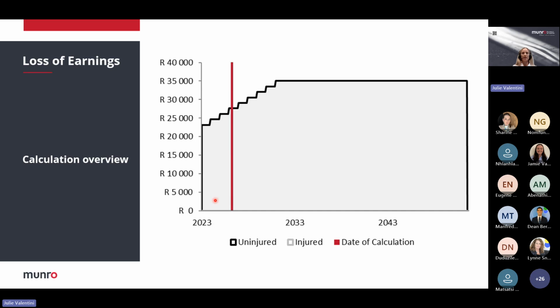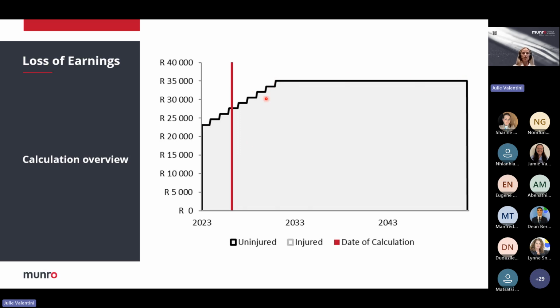So anything to the left of the red line is the past period, and anything to the right is the future period. The y-axis here would be the earnings per month. So in this case, what I'm showing is that in 2023, when the accident happened, this claimant would have earned just under 25,000 Rand per month. It then increases incrementally every year until reaching some ceiling, and the ceiling is at about 35,000 Rand per month, and then remains level up until retirement.